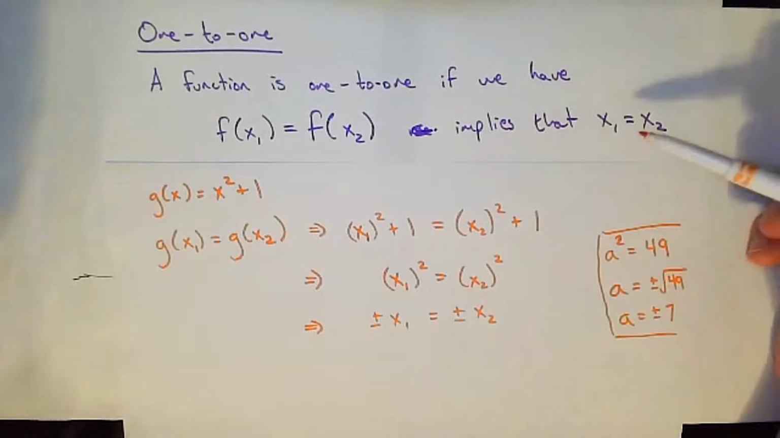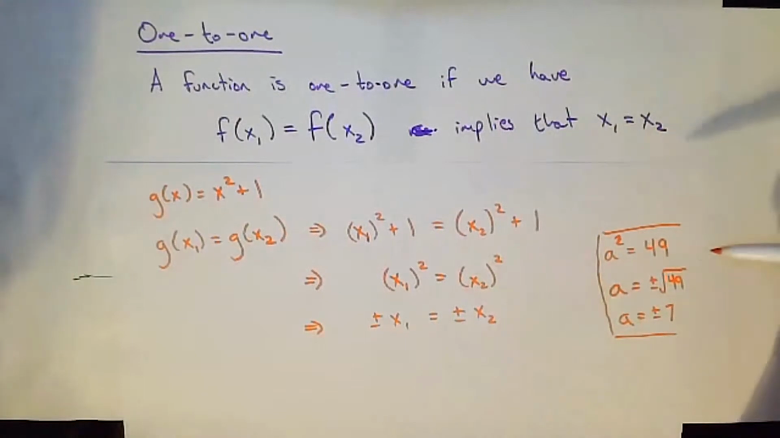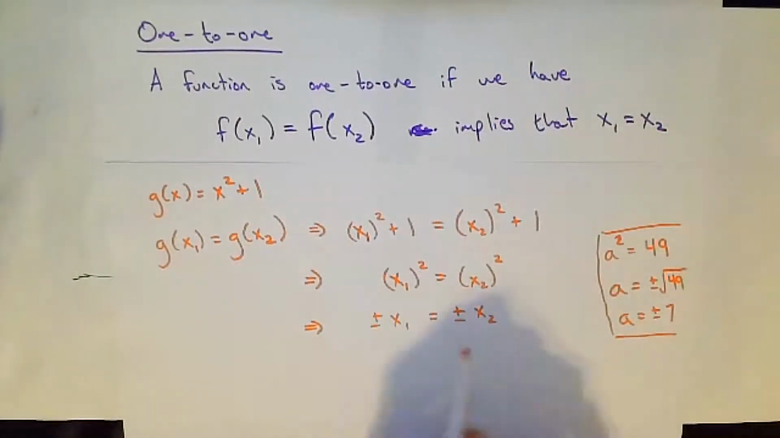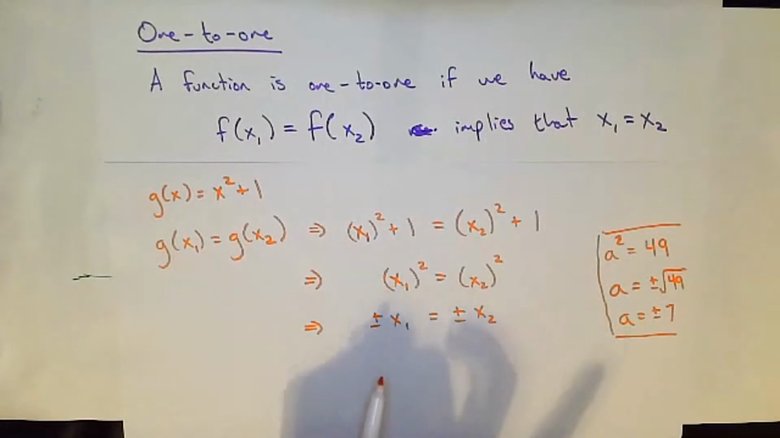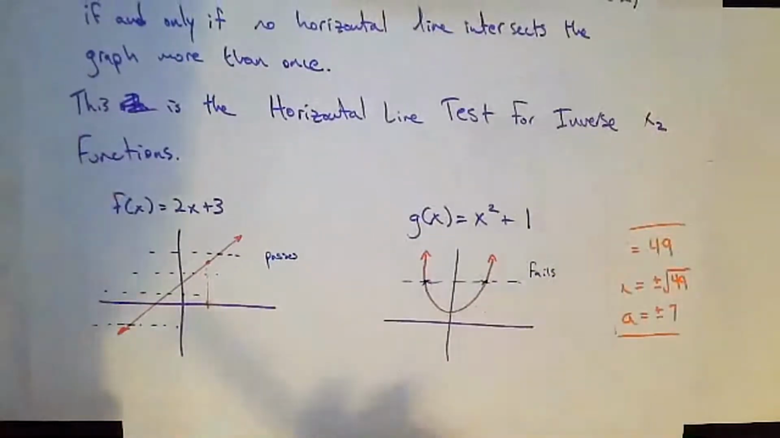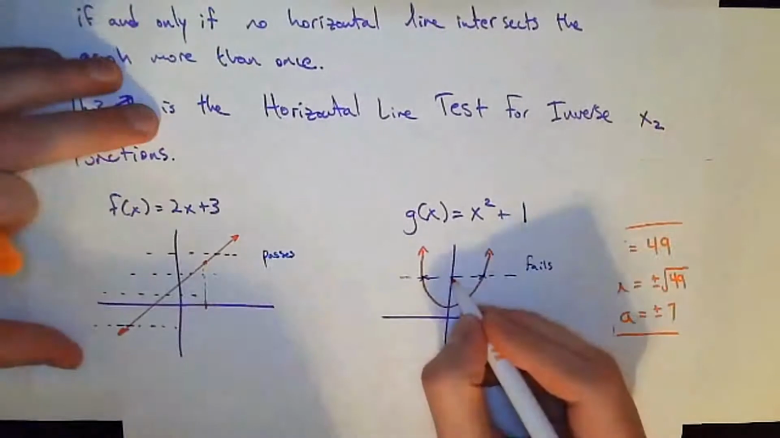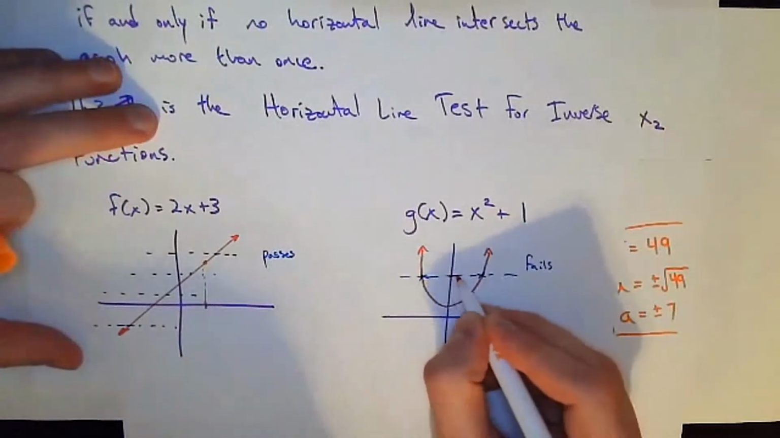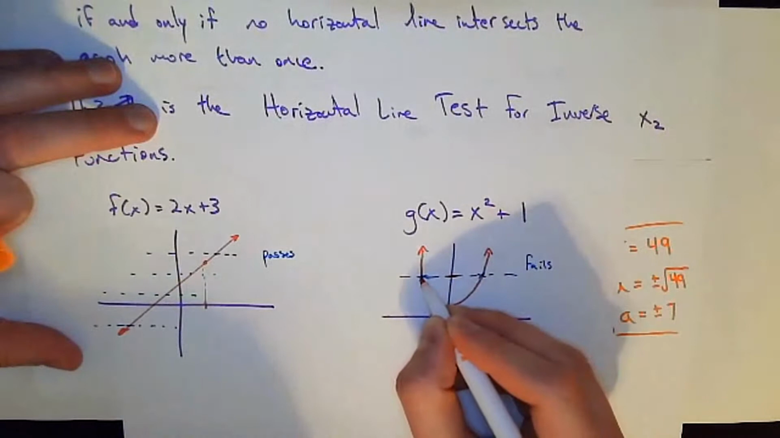So I don't end up with this pure relationship, just x1 equals x2. I end up with this weirdness where I could have a positive 2 and a negative 2, which is exactly what happens in this picture. If you give me two of the same outputs, so I pick a y value like here, what happens to this function?